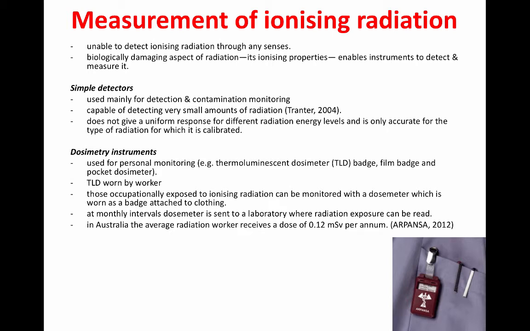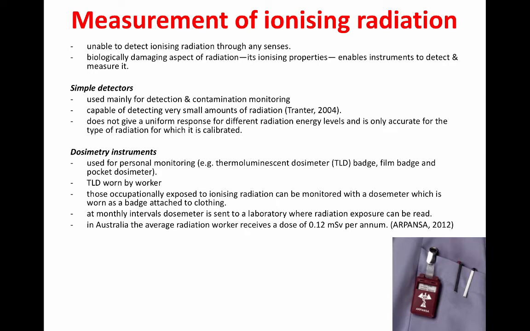There are two main types of radiation detectors: simple detectors and dosimetry instruments. The simple detectors are mainly used for detection of exposure and contamination monitoring. These are generally capable of detecting very small amounts of radiation. They don't give a uniform response for different radiation energy levels, but they're only accurate for the type of radiation for which they're calibrated.